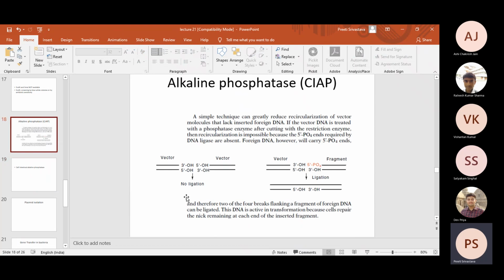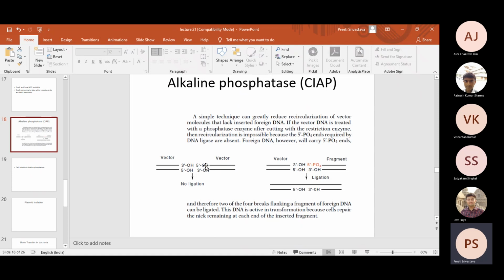So what happens is that if you have a vector, class, when we digest it with EcoRI, the phosphodiester bond is broken, and therefore you almost always have one end with a hydroxyl group and one end with a phosphate group. So when we add the T4 DNA ligase, phosphodiester bond is formed and ligation takes place.